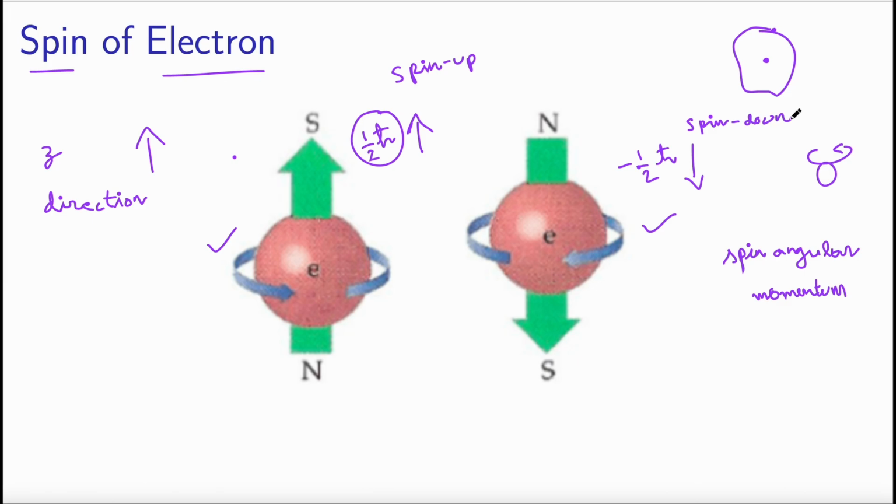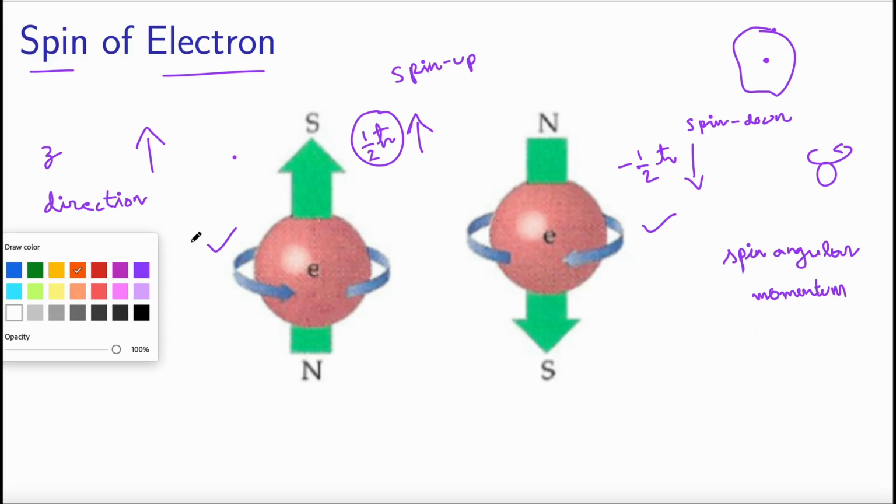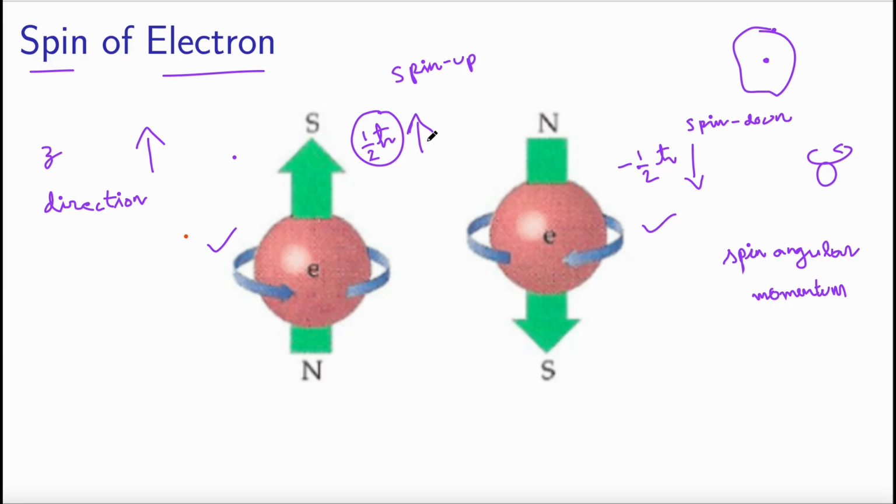Okay, this is spin down. So spin up and spin down. One is denoted by this up arrow, and another one is denoted by the down arrow. So these are also quantum states of the electron: up state and down state, spin up state and spin down state.